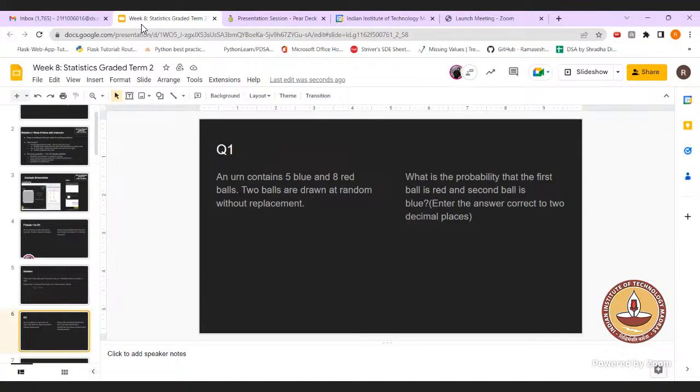So over there, the question was we were picking up one ball and what is the probability that it was red? Now we are saying that we are picking up 2 balls randomly and what is the probability that the first ball is red and the second ball is blue? And you have to also consider this without replacement. Does the order matter or not? Try to find it out.